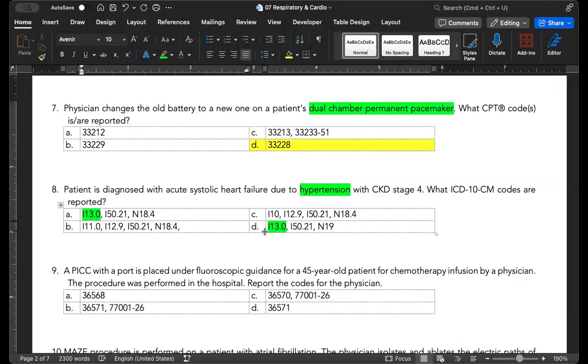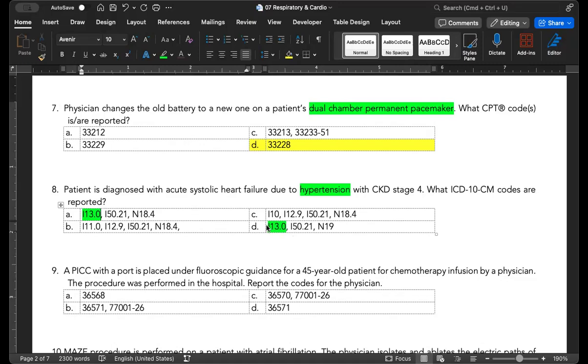But if we go look at I-13.0 in the tabular, then the tabular gives us those use additional code instructions. That's telling us that we have to code the type of heart failure as well, and the stage of chronic kidney disease, in addition to just the I-13.0. So that's another reason you want to make sure that you verify everything in the tabular to make sure that you are using all of your codes.